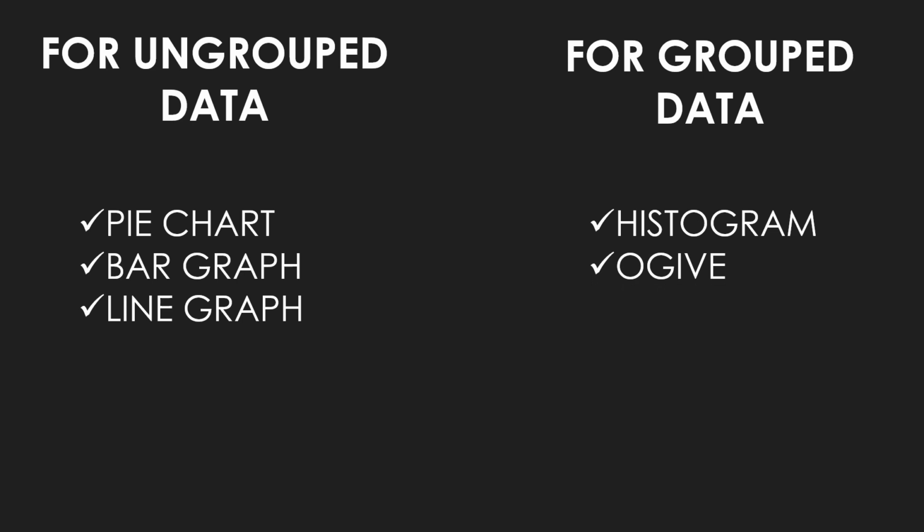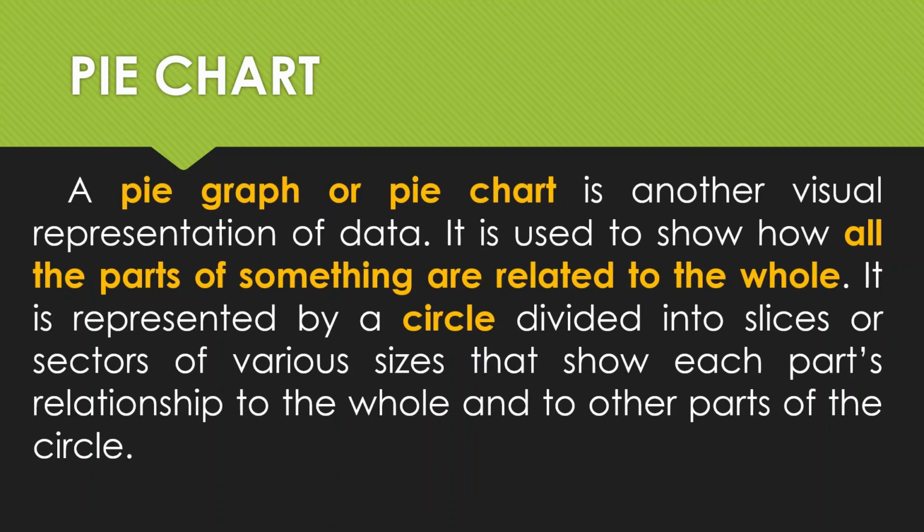Now let's discuss the pie chart. A pie graph or a pie chart is another visual representation of data. It is used to show how all the parts of something are related to the whole. It is represented by a circle divided into slices or sectors of various sizes that show each part's relationship to the whole and to other parts of the circle.